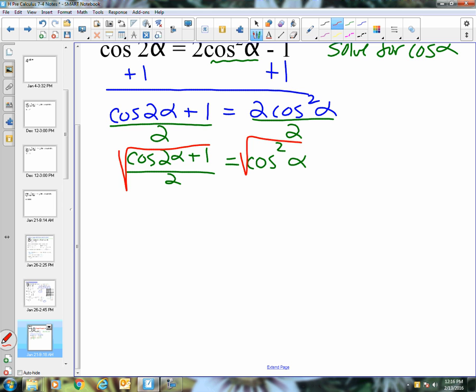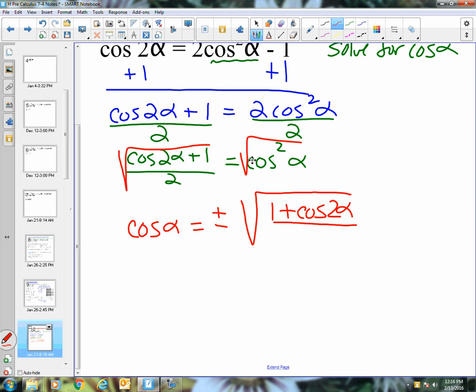Just so it matches up more with what you see on your formula sheet, I'm going to write cosine of alpha on the left-hand side. Not that you have to, but it might be easier. Plus or minus, because when we take a square root, we always have plus or minus. And then I'm going to write it this way again to match up more with what you have: 1 plus cosine of 2 alpha all over 2. If you look on your formula sheet, you have something very similar to that. Let's see if you can figure out what they've changed.